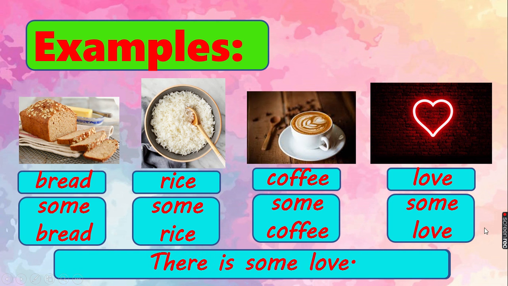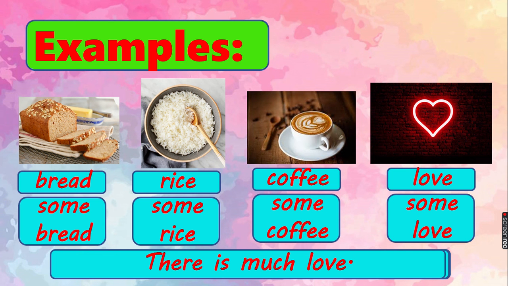There is some love. But for example, your parents or your mom can give you so much love. We cannot say, my mom gave me many love. No, we don't say that. We say, there is much love. For non-count nouns, we use much. We do not use many. We can say, there is much love. My mom gave me much love every day.